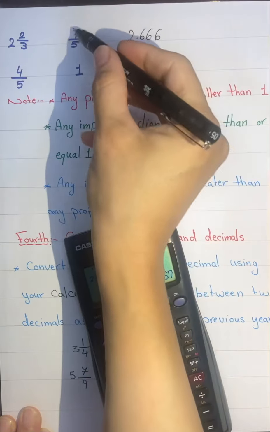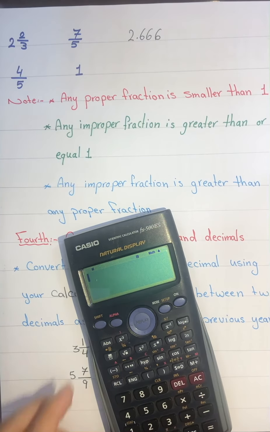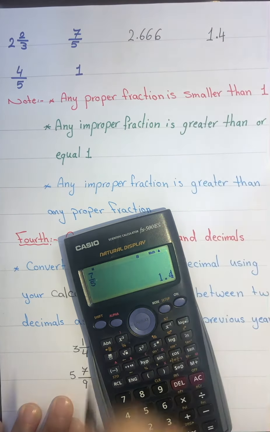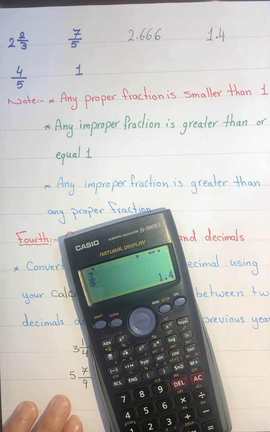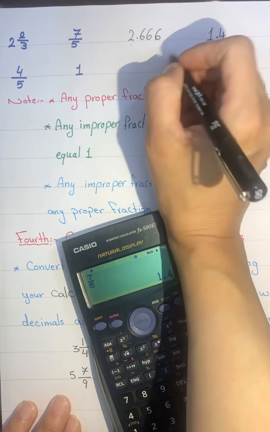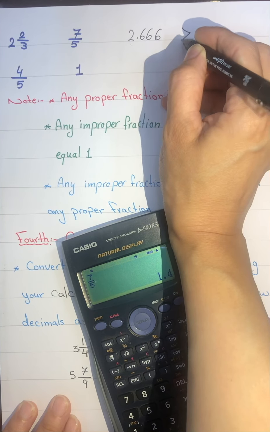Okay, 7/5. Write the fraction. 7 down 5 equals 1.4. Which is the biggest? 2.666 or 1.4? Here the whole number 2, and here the whole number 1. The 2 will be bigger, of course.